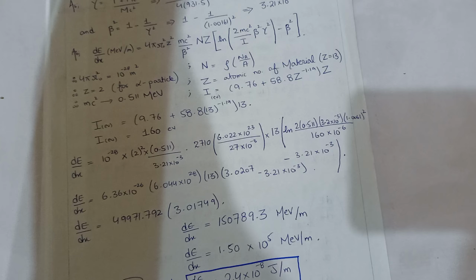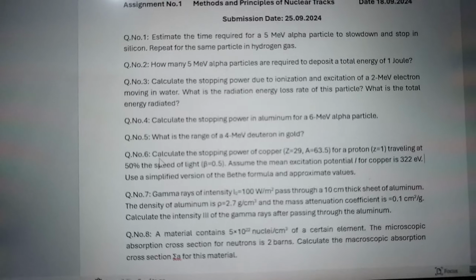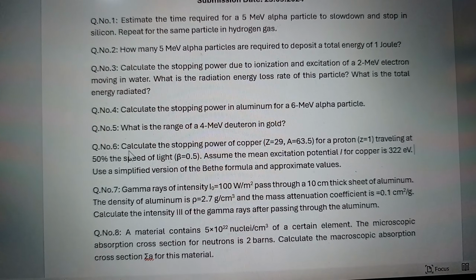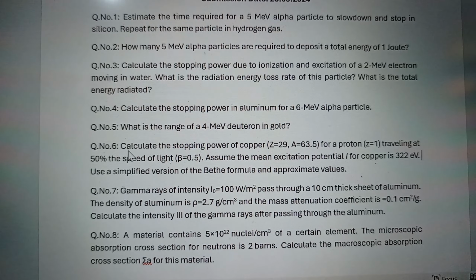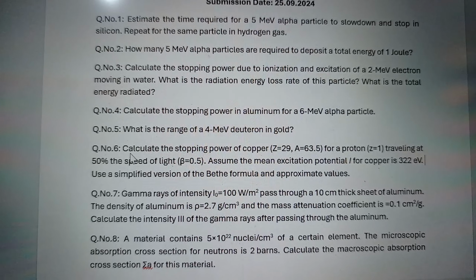Now we have to go further for our fifth problem. And our fifth problem, you can see here, we have to find what is the range of a 4 mega electron volt deuteron in gold. Now we have to find the range, and our energy given is 4 mega electron volts, and our particle is deuterium, and this is going inside the gold.